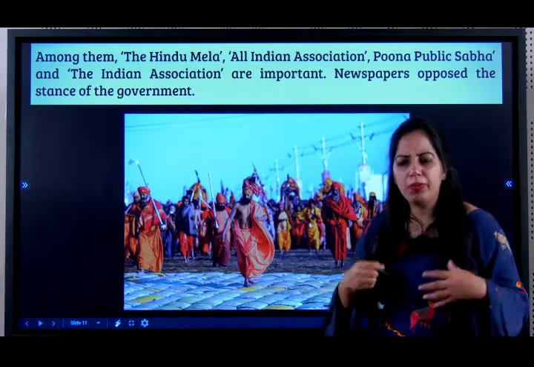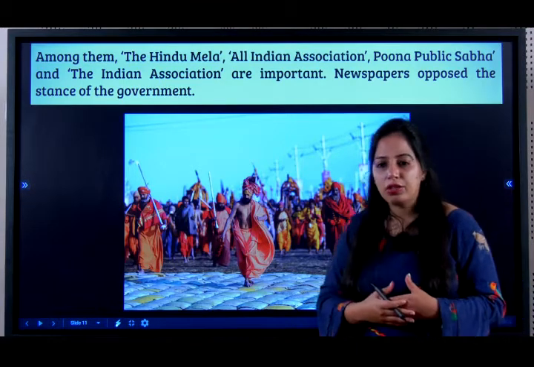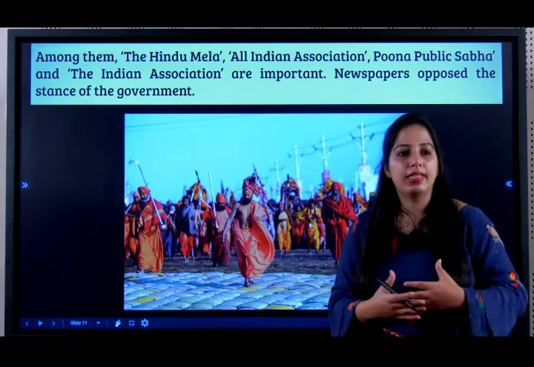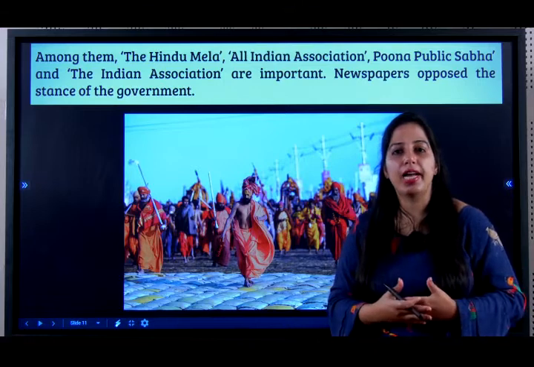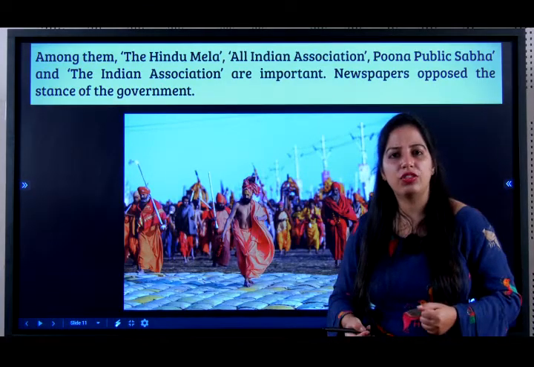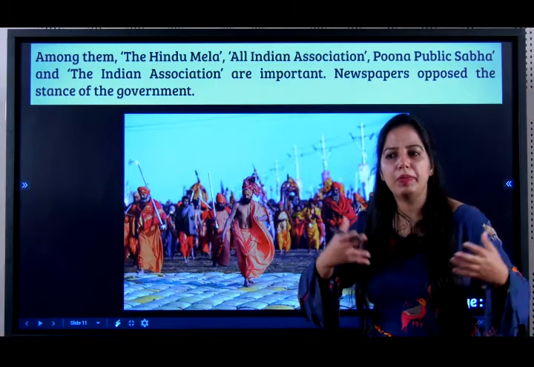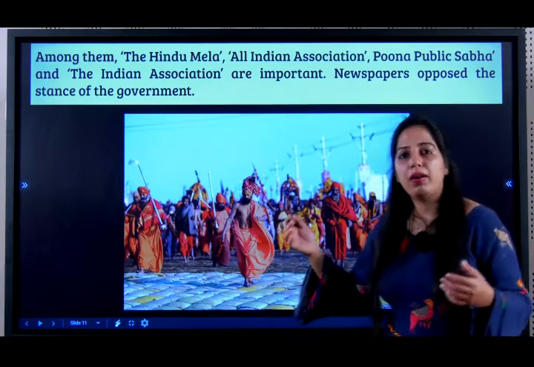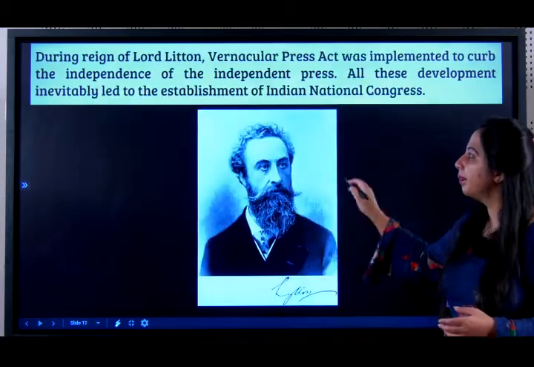Newspapers that oppose the stance of the government. So let's say the government is making a law that says 50% is the rate of tax. They used to write in the papers, how is 50% tax fair? They used to write these things so that people are more aware about the laws that were being made.